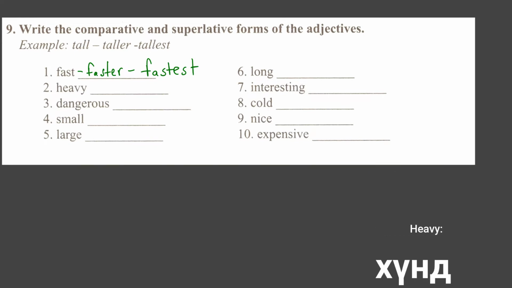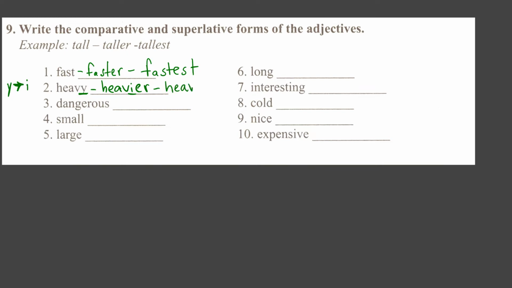So like Emily said before, if it has the Y, sometimes that Y is going to change to an I. So Y to I. So our comparative form is going to be heavier. Change that Y. And then our superlative form will be heaviest.